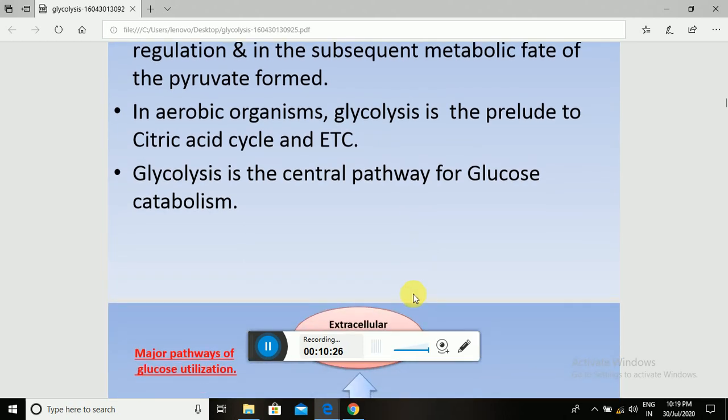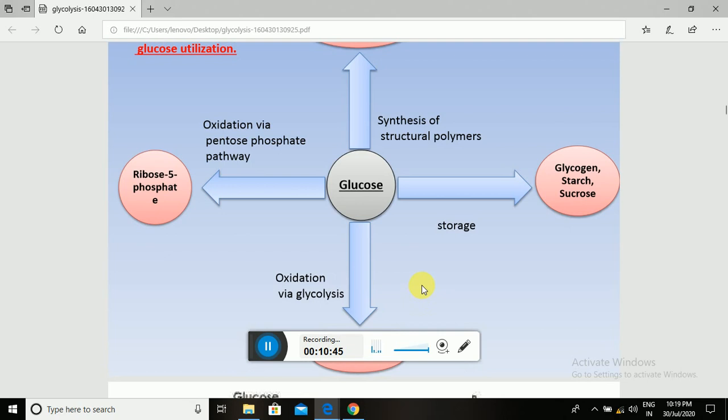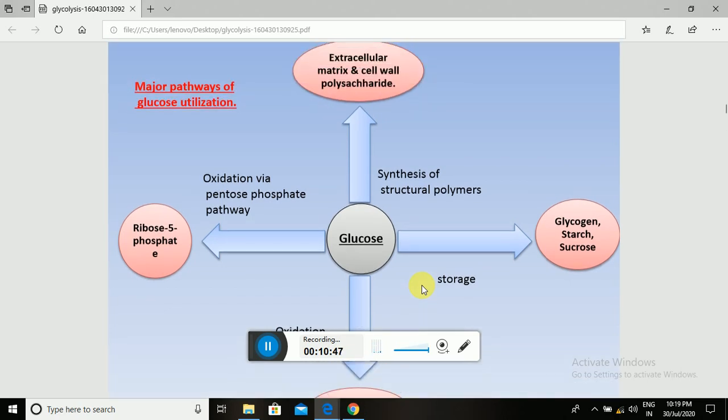So glycolysis is the central pathway for glucose catabolism. Centrally, they have specific types of pathways. Different types of pathways are involved in the conversion of glucose into different products. But glycolysis is the central pathway.